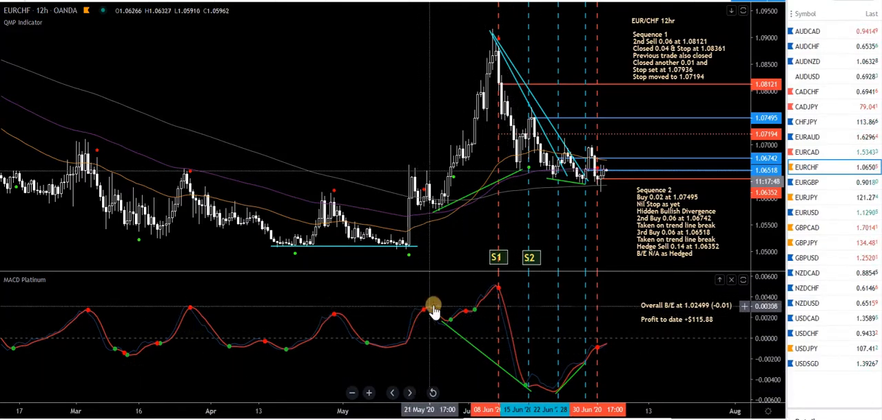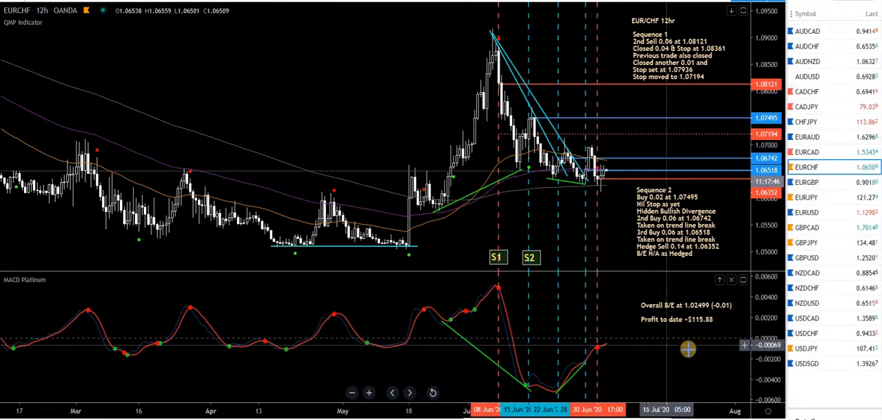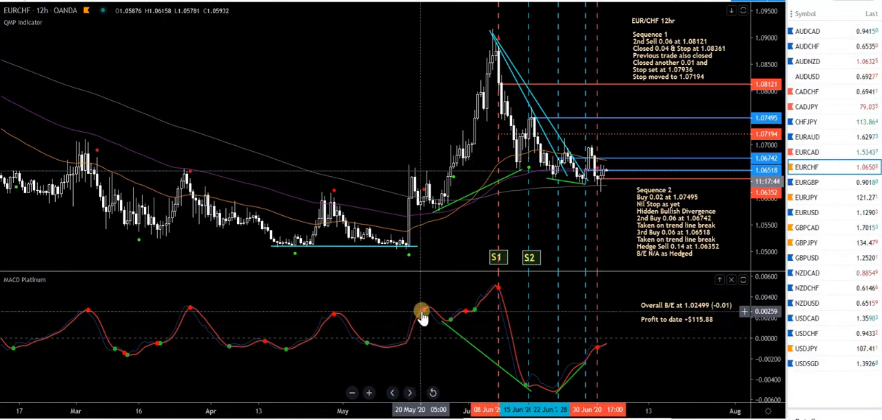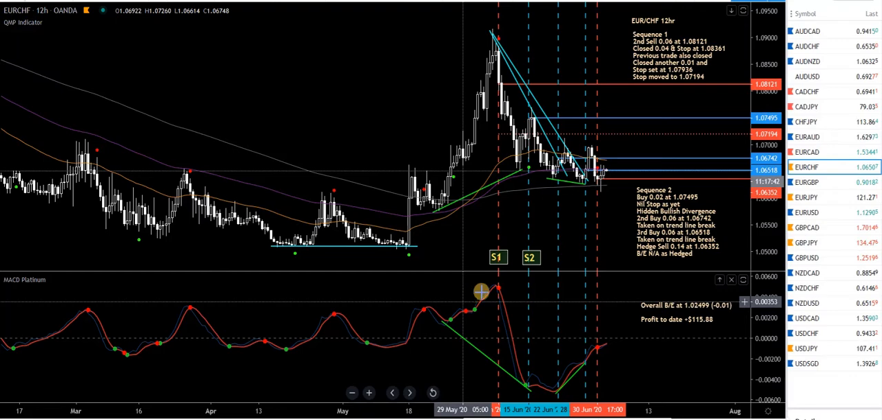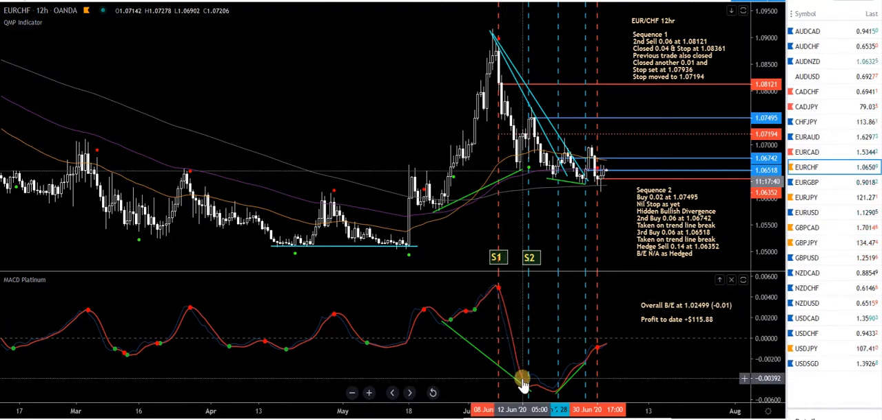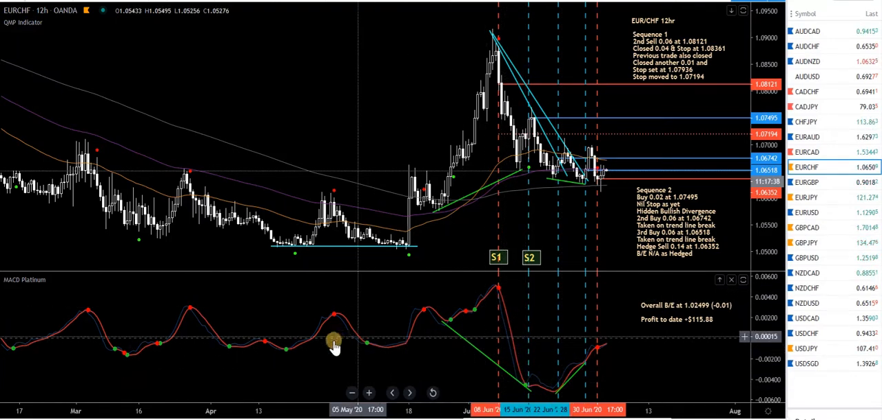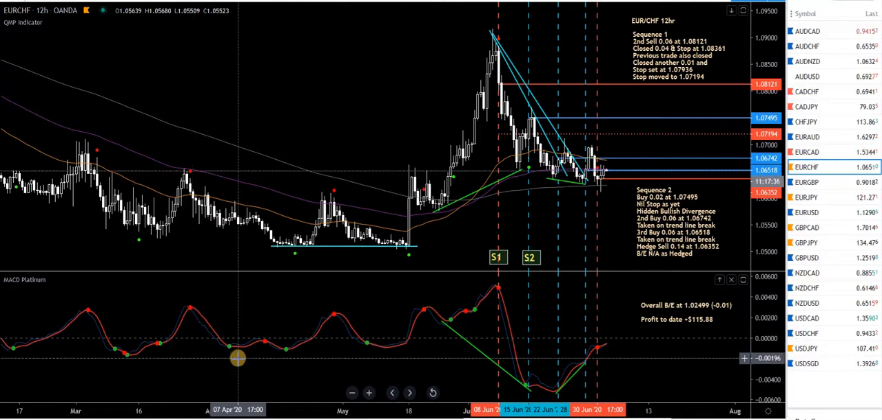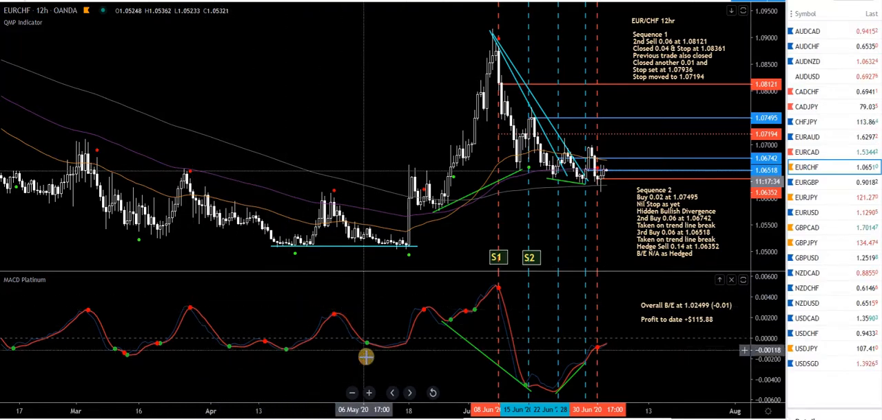It's an oscillator, it oscillates around this zero level, this dotted line. So generally, I'm looking to sell when it's above the zero level and buy when it's below the zero level. That's the gist of it. See, sell, buy, sell, buy.